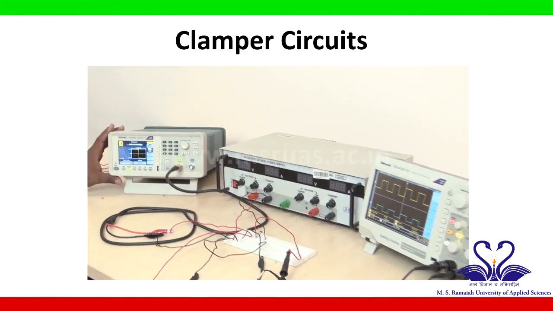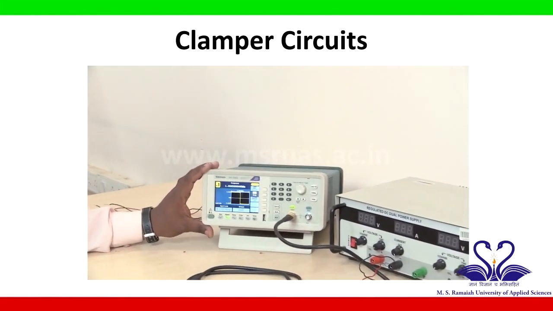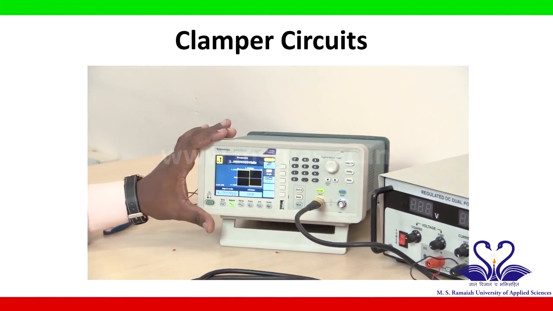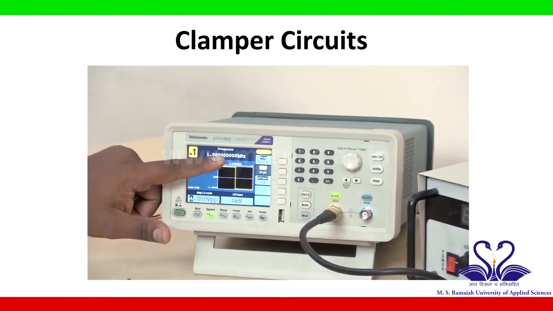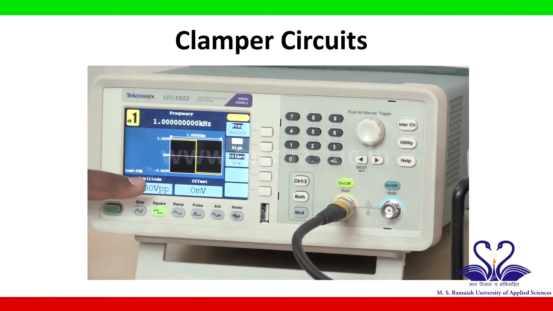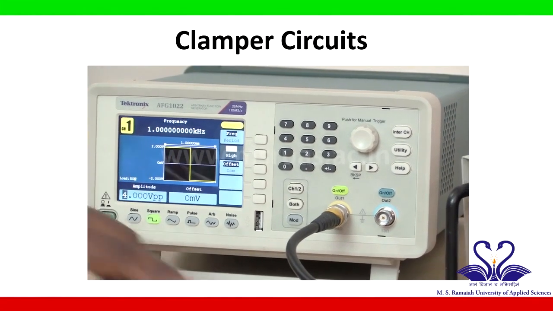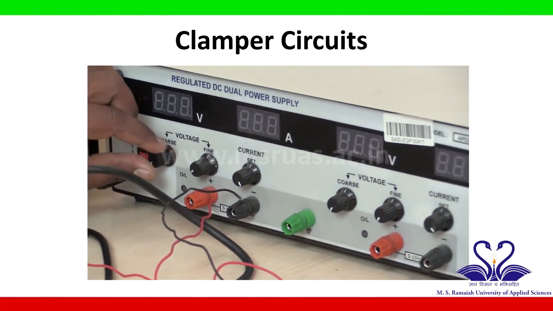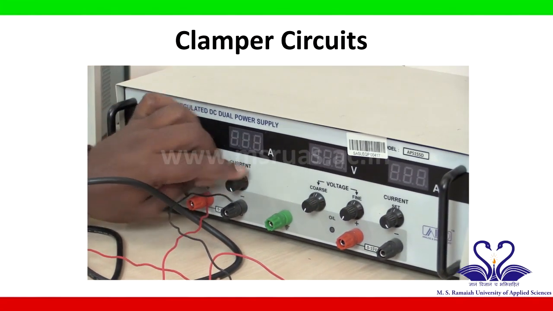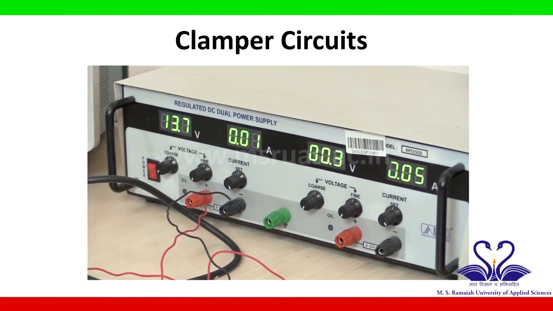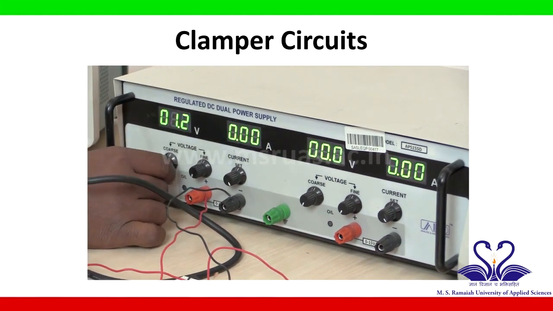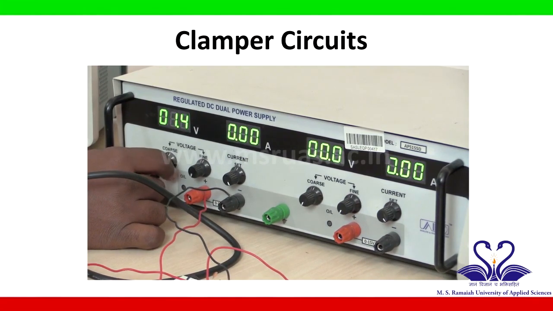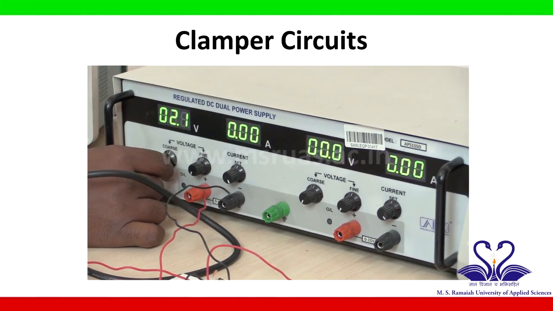Now we have already set the input for the positive clamping circuit. The same input we will keep, we won't change any input. That is a square wave with a frequency of 1 kHz and amplitude of 8 volt peak to peak. Now turn on the DC power supply. Before turning it on, make the voltage a minimum value and the current a maximum value. Turn it on and set the DC voltage as 2 volt by using the voltage knob.